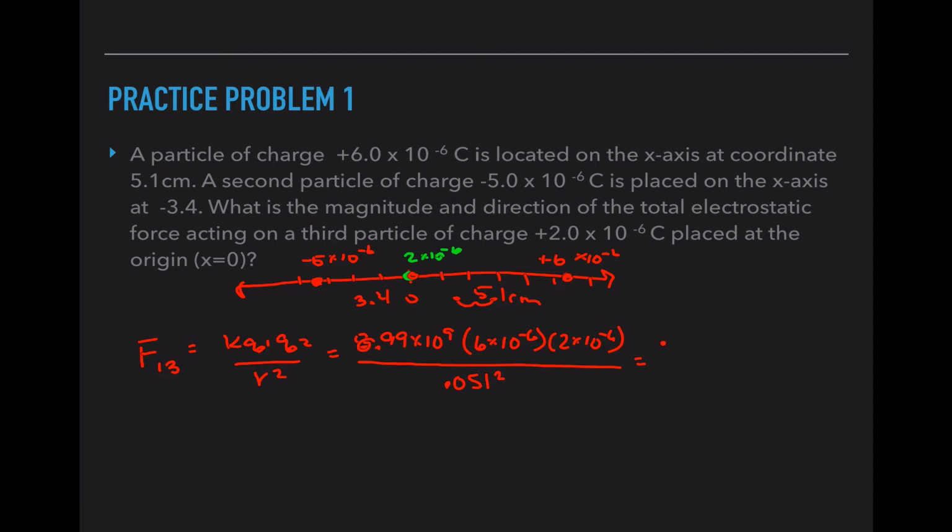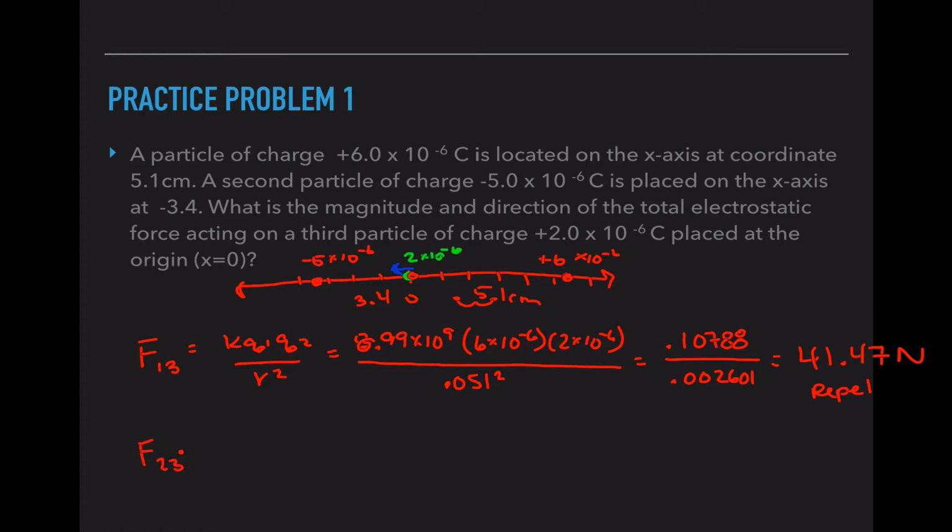So top of the fraction bar, once I multiply through, is 0.10788. Bottom of the fraction bar, when I square it, is 0.002601. When I divide those two out, I have 41.47 newtons, and this is a repulsive force because they are the same charge, so they are pushing apart. So this green dot is going to feel this force in this direction. Okay, now I'm going to do the same thing between the other two.